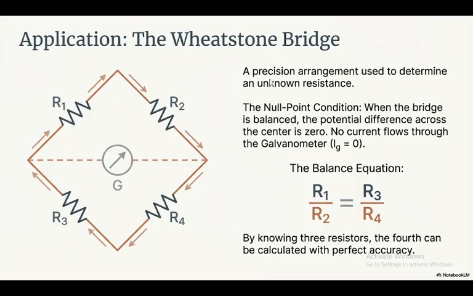Application: the Wheatstone bridge, a precision arrangement used to determine an unknown resistance. The null point condition: when the bridge is balanced, the potential difference across the center is zero. No current flows through the galvanometer. So the balance equation is R1 by R2 equal to R3 by R4. By knowing three resistors, the fourth can be calculated with perfect accuracy.